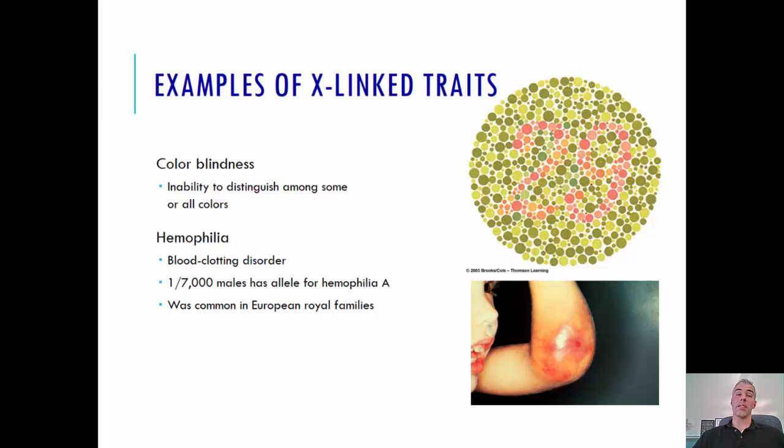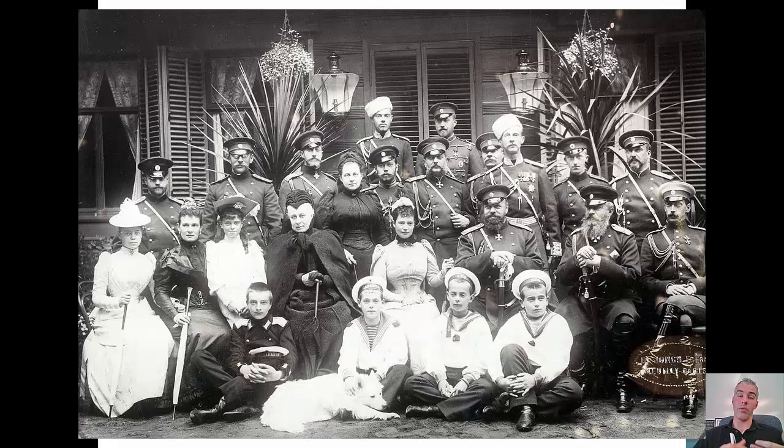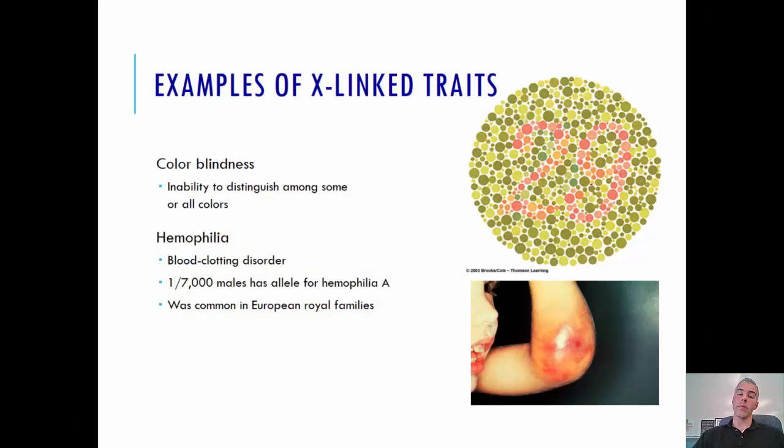Hemophilia is also an example of this. It was common in some European royal families, specifically the Russian Tsar, the Romanovs. And that is a clotting disorder, and the blood clotting gene is located on the X chromosome. It says 1 in 7,000 males has the allele for hemophilia A, but that doesn't mean they actually have the disease, so it's an even more rare disease than that. What happens with those individuals is, you can see here, blood does not clot properly. It doesn't form proper bruises. And so even a small bump can actually result in death or a serious consequence.